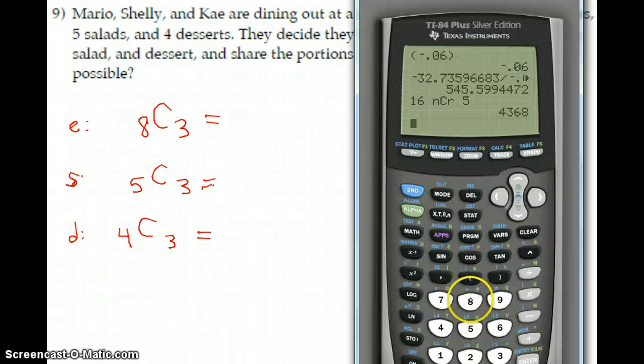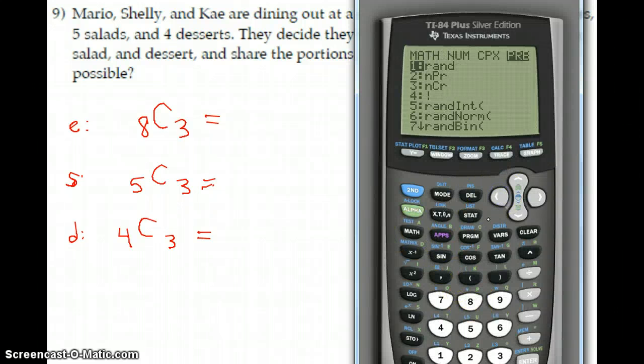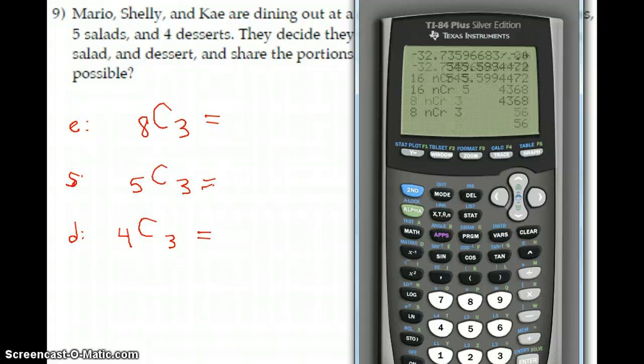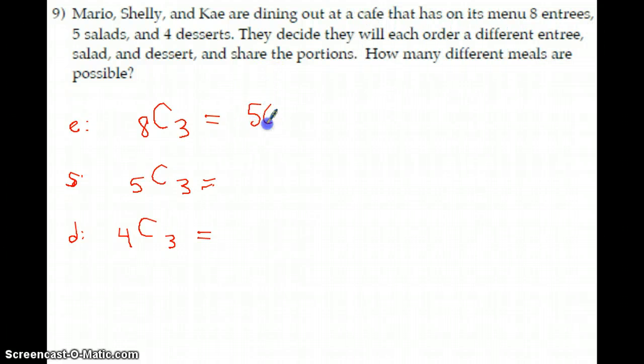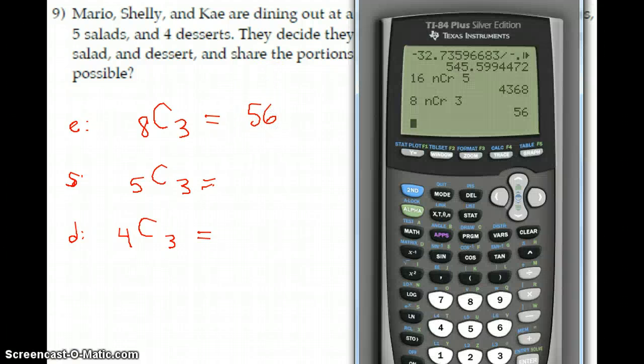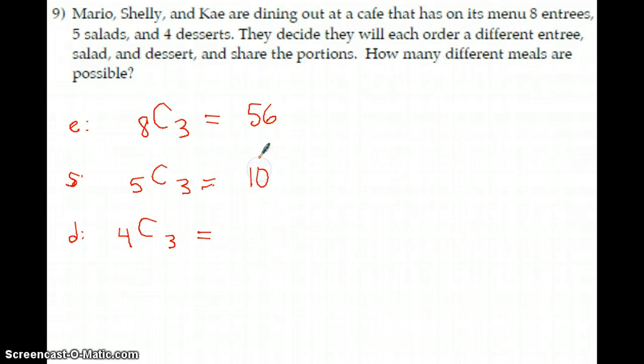8C3. It almost is in my head. 56. 5C3. Hate relying on the calculator. 5C3 I can almost do faster without doing this. 5C3 is going to be a very low number. It's 10. And 4C3 is really going to be 4. I can't do that in my head.